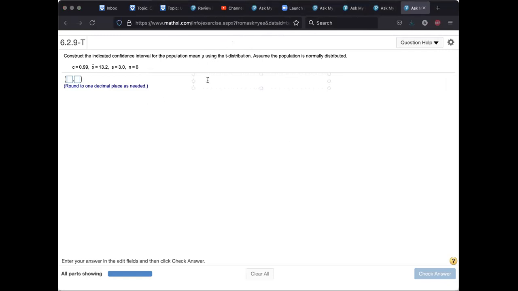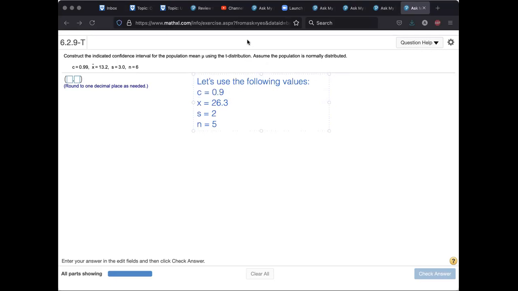So let's suppose we use the following values. C equals 0.9, X bar equals, I don't know, 26.3. Sample standard deviation of 2, and then a sample size of 5. It really doesn't matter. We could pick any values, but it's just something to work with here. So how are we going to do this?